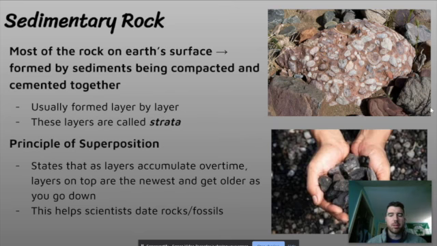So not only does this principle help scientists get a better understanding of how old rocks are, but it also helps scientists date fossils and gives us a better idea of what organisms were living at different times throughout the Earth's history. All right, so that's rocks.